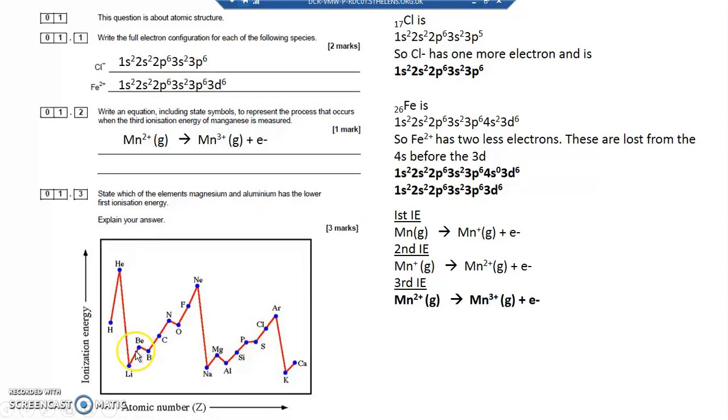However, there's a few anomalies. There seems to be a few anomalies. Let's have a look at period 3, because it's talking about magnesium and aluminium in period 3, but I could be talking about period 2.